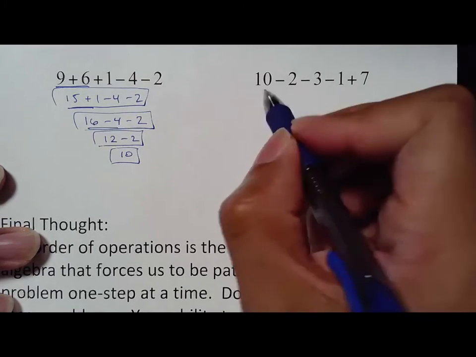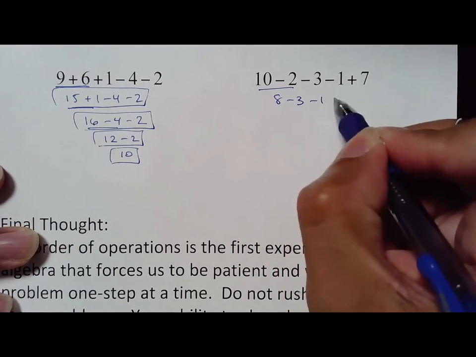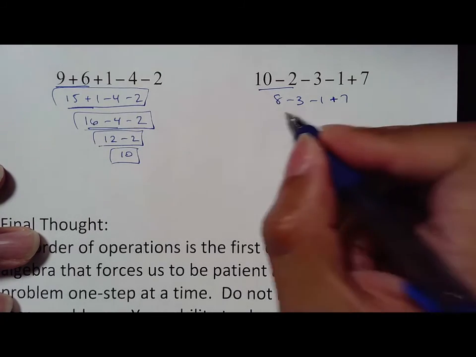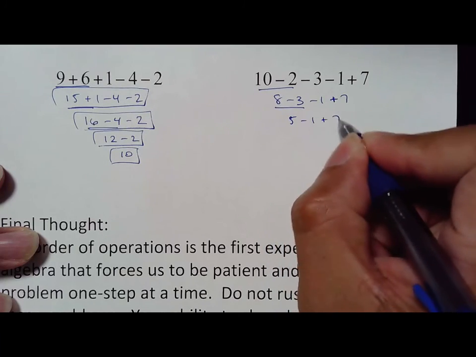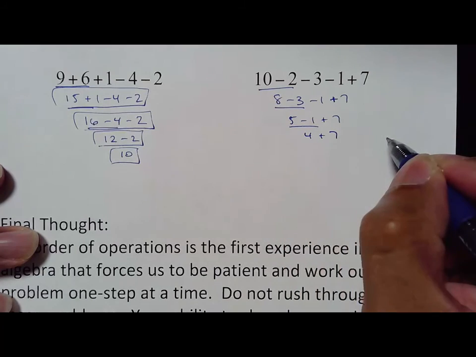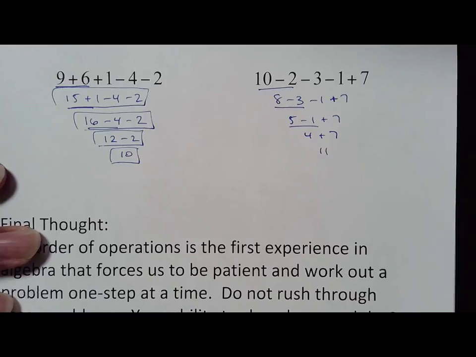And in the last example, 10 minus 2 would turn to 8. Again, copy the rest, minus 3, minus 1, plus 7. That's a very important skill in algebra, rewriting. Then you do the 8 minus 3 because it's in front, 5 minus 1 plus 7. Then you do your 5 minus 1, which is 4. Bring down your plus 7, and then 4 plus 7 is 11. And that represents what you're looking at.